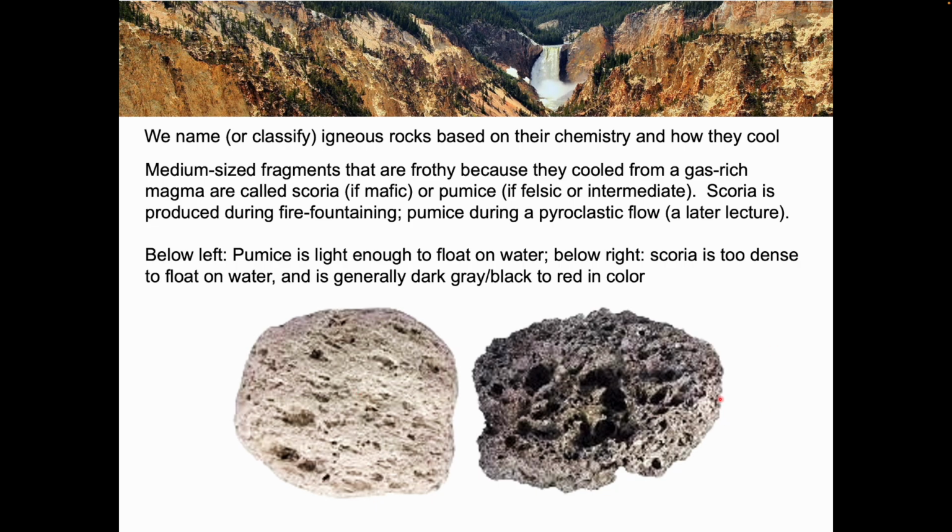But scoria is too dense. Not only does it contain a fair bit of iron and magnesium and other metals because it's mafic, but it also just tends to be a little bit more dense. And this is generally dark gray or black, but it can also be bright red. This is the same sort of stuff that cinders are, we talked about cinder cones, cinders are composed of scoria.